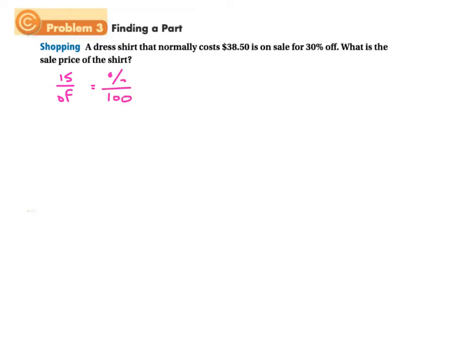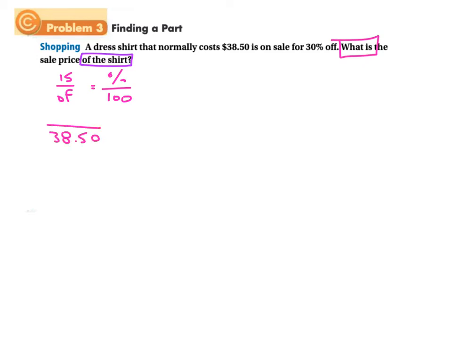And you can say, okay, we know what the percent is. We know that it's 70%. But we're taking some percent of the original cost. This is where you have to speak it out and make sense of it, okay? We don't know what the sale price is. What is, notice right here, what is? It's the sale price really of the original cost of the shirt. So what is the original cost? The original cost is $38.50, so we're going to put that on the bottom.